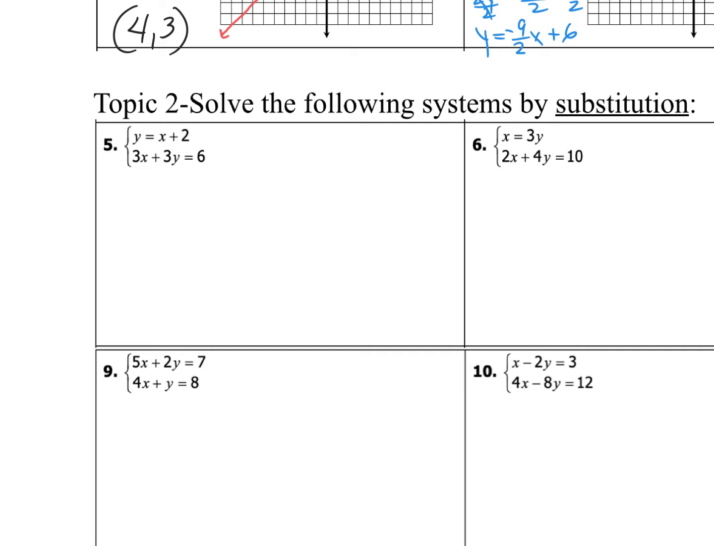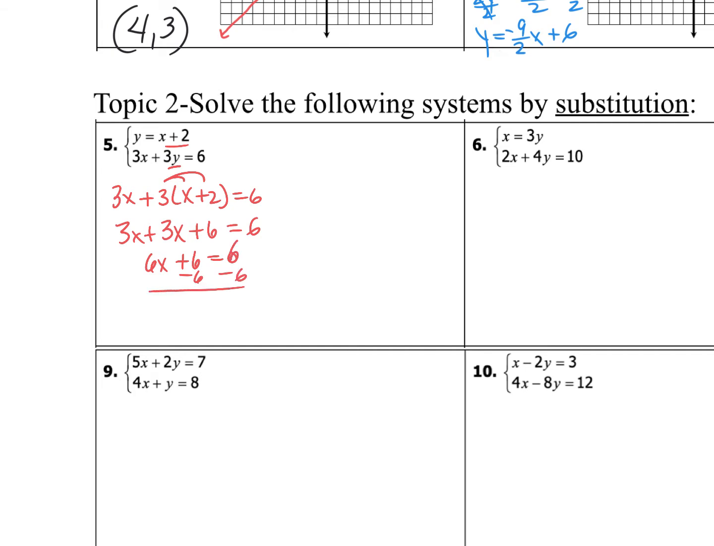So for number 5, if y equals x plus 2, then I can substitute x plus 2 for y in the second equation. 3x plus 3 times x plus 2 equals 6. Distribute. 3x plus 6, bring everything else down. 3x plus 3x is 6x. Subtract 6. 6x equals 0. Divide by 6. x equals 0. And it's totally fine to get 0 as a value.